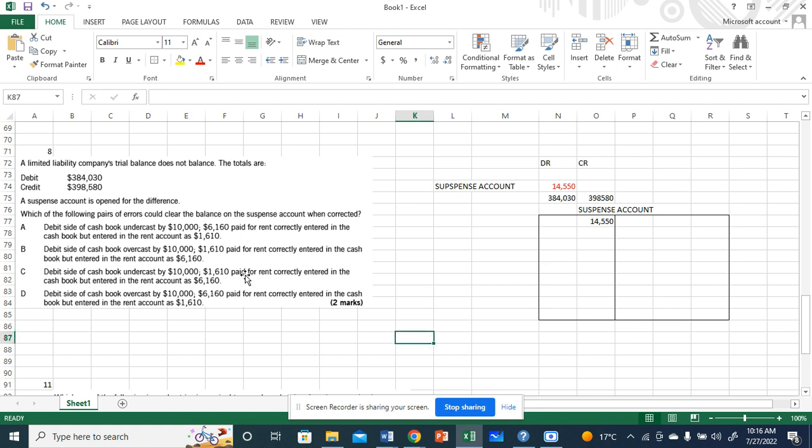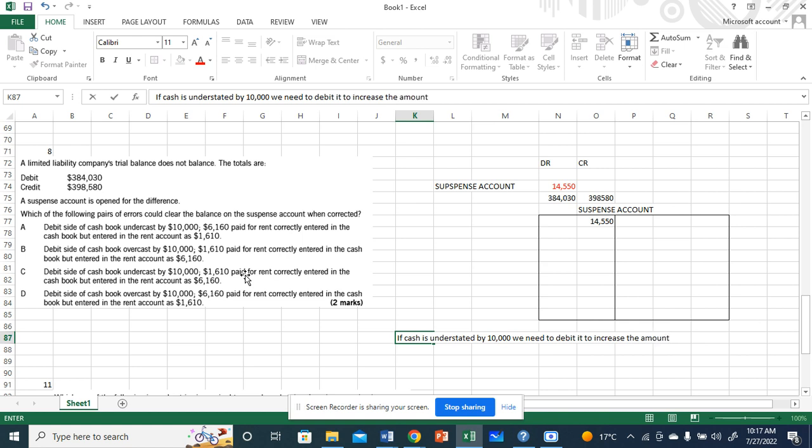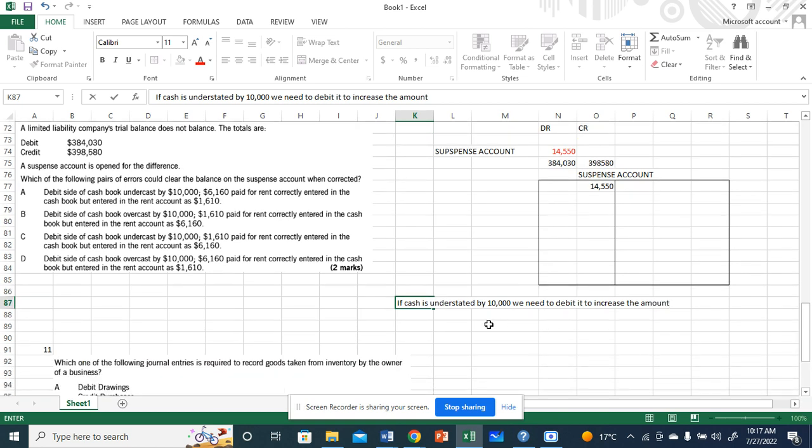The first error is saying that the debit side of the cash book is undercast. Remember, the cash account is an asset account. Whenever we have an understatement in an asset account, we need to increase it. So if cash is understated by 10,000, we need to debit it to increase the amount, because whenever anything is understated, you need to increase it. So our general entry would be: debit cash another 10,000, and then the suspense account, you're going to credit it 10,000.